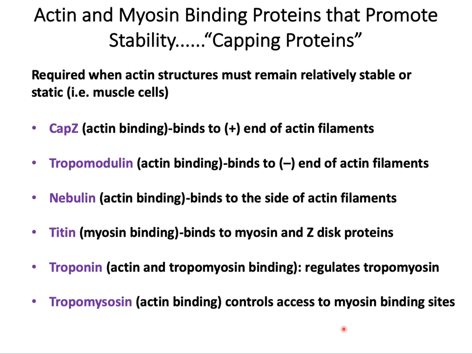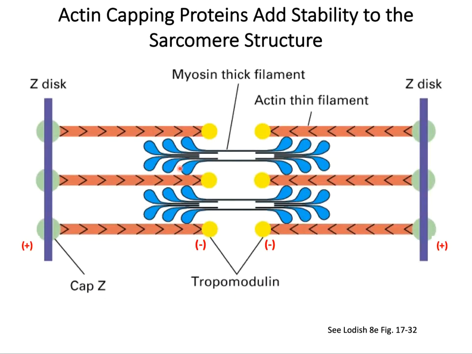Troponin and tropomyosin, on the other hand, work together and regulate the binding ability of myosin to actin in a calcium-dependent manner. So let's look at how these 6 proteins contribute to the stability of the sarcomere structure. Here is tropomodulin and CapZ.